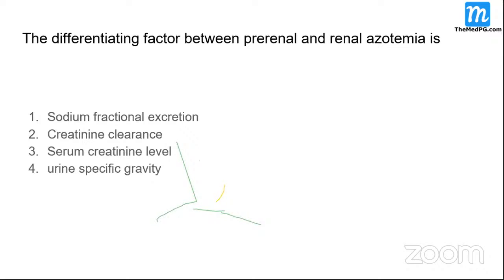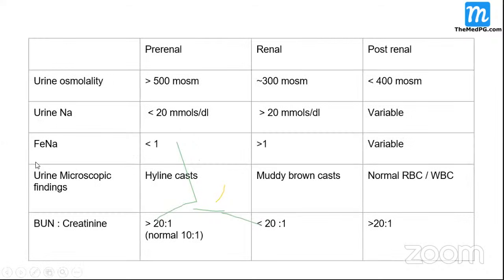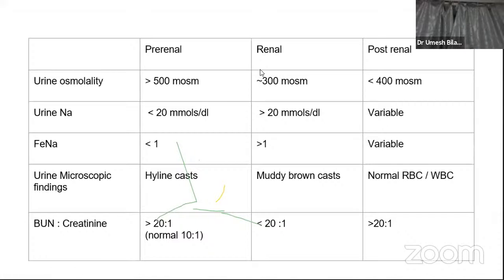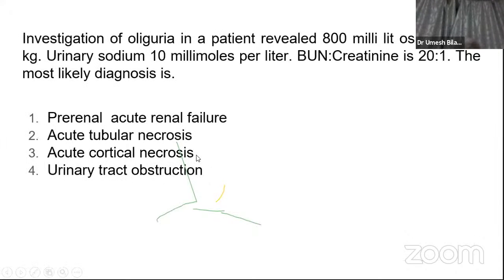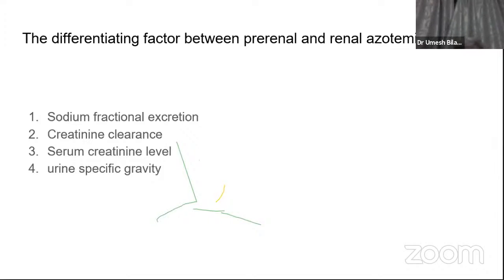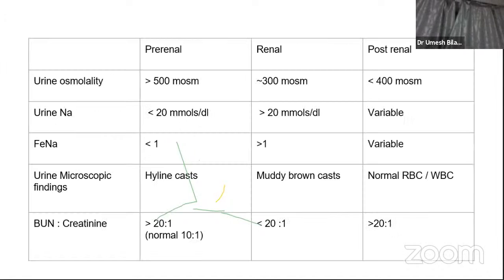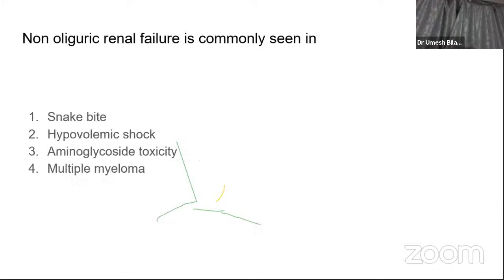Did I have the slide here? Urinary sodium here and FeNa. So sodium fractional excretion is the correct answer here. So this is a table for that.